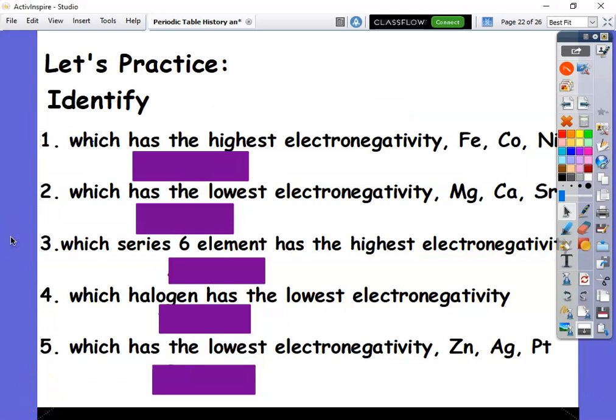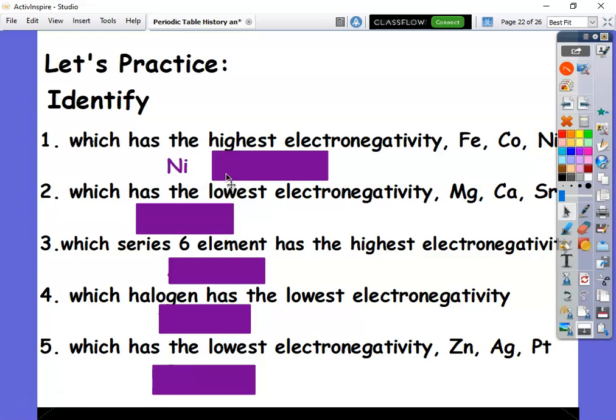Okay, let's take a look at your answers to see how you did. Which of iron, cobalt, and nickel have the highest electronegativity? If you look at the placement of these elements on the periodic table, they're in the same row, so they have the same number of electron energy levels. Iron is furthest to the left, cobalt is in the middle, and nickel is furthest to the right. So therefore, nickel has the highest electronegativity. Nickel atoms, of those three, are more likely to attract new electrons into themselves because they're smaller atoms.